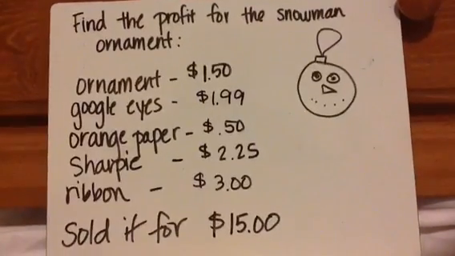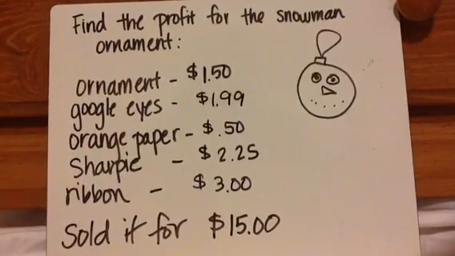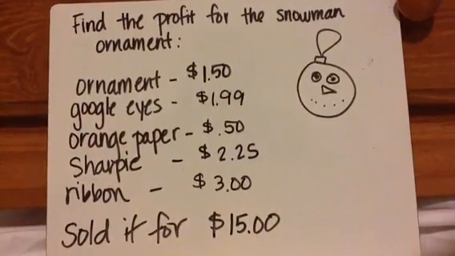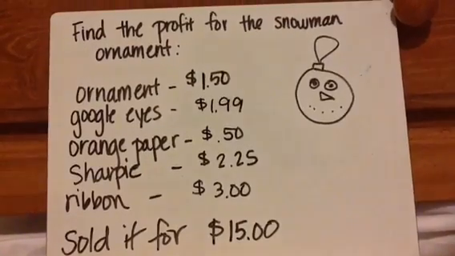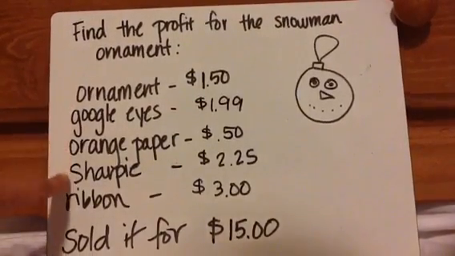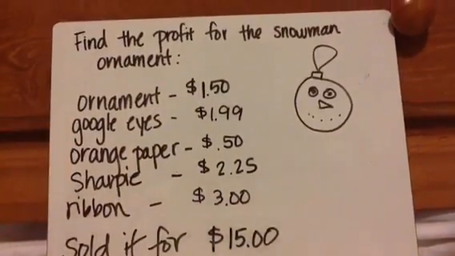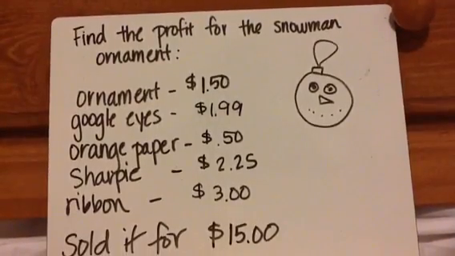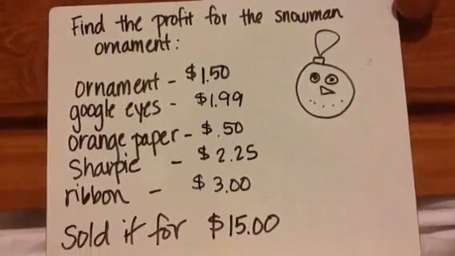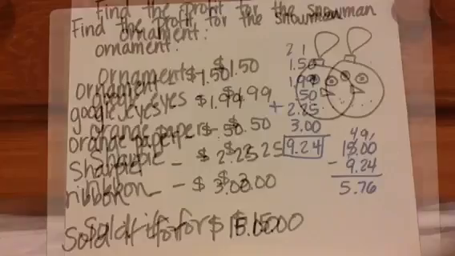Okay, so here's an example. There is a snowman ornament that you've made, and you're going to sell it for $15. Here is the expenses for the materials. I want you to calculate what would your profit be. Press pause, calculate it, and then press play.